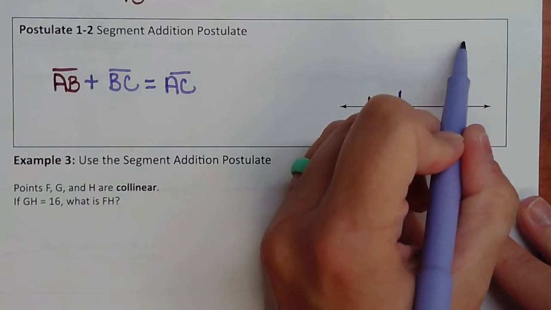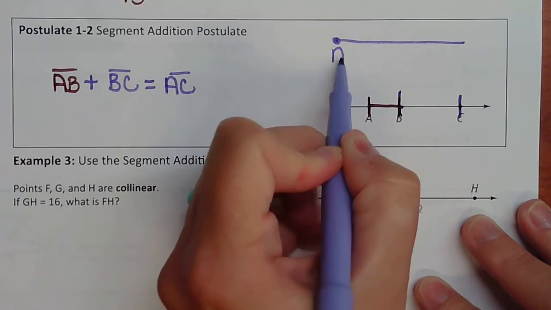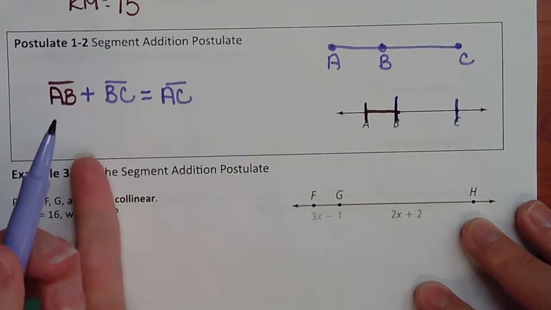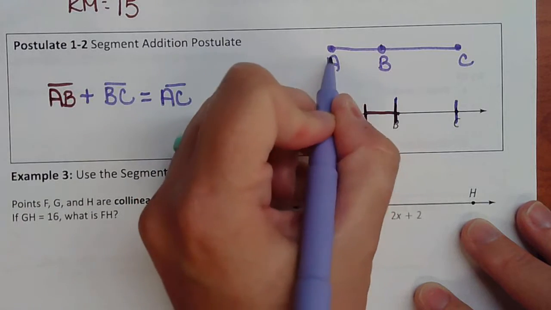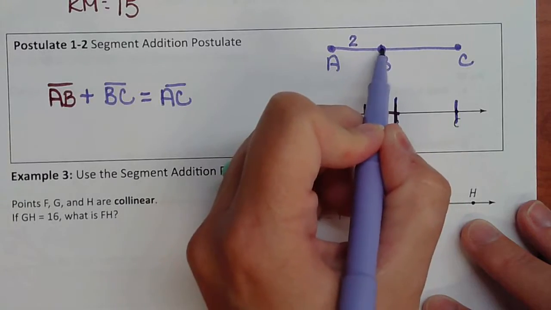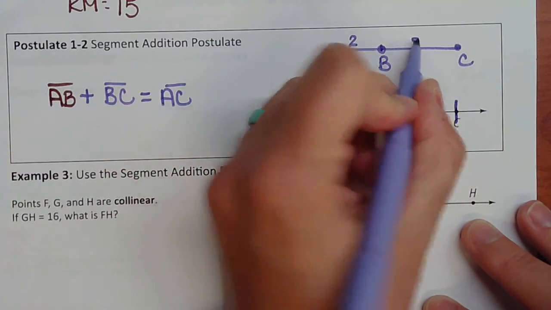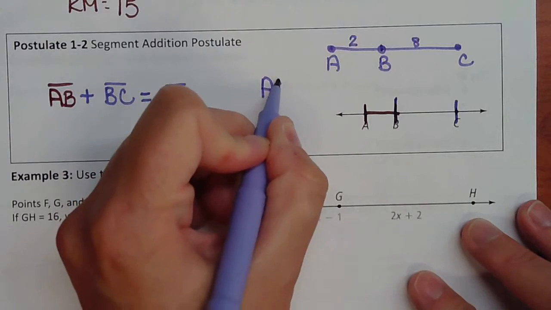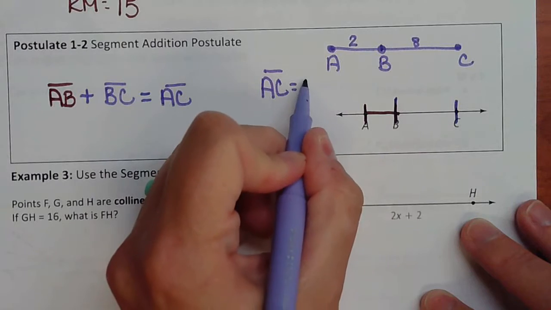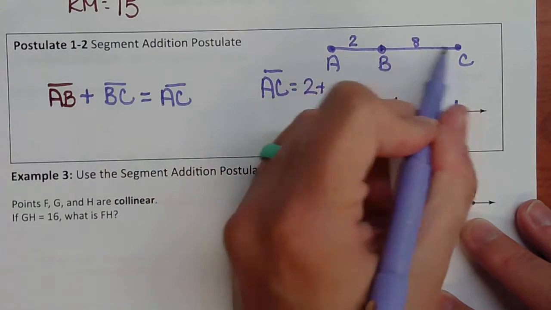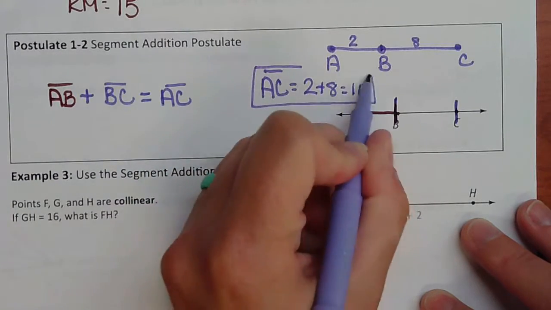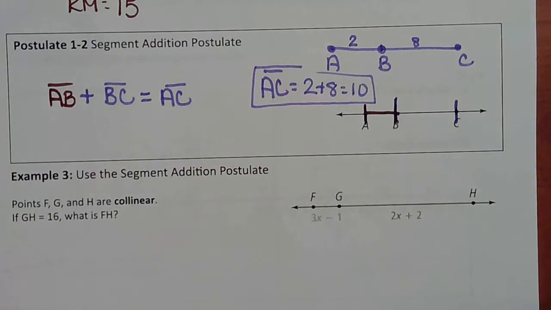So like, let me show you with numbers. If I had this is A, this is B, and this is C on a segment. If I told you that the length from A to B was 2, and the length from B to C was 8, and then I asked you, well, if you know that, what's the length from A to C? You would just take the length from A to B plus the length from B to C, add them together, and the length from A to C, that entire length would be a length of 10.